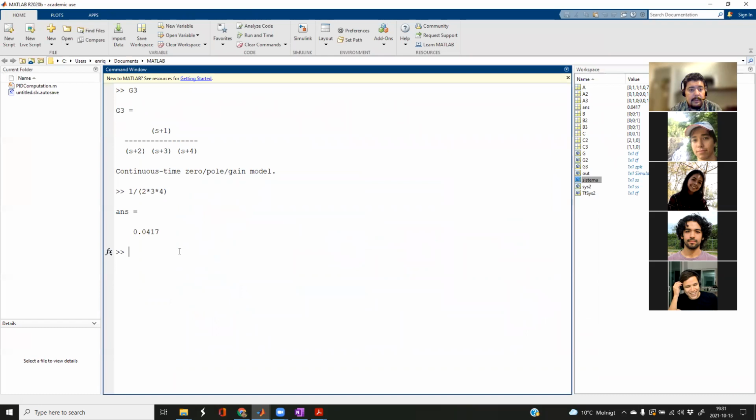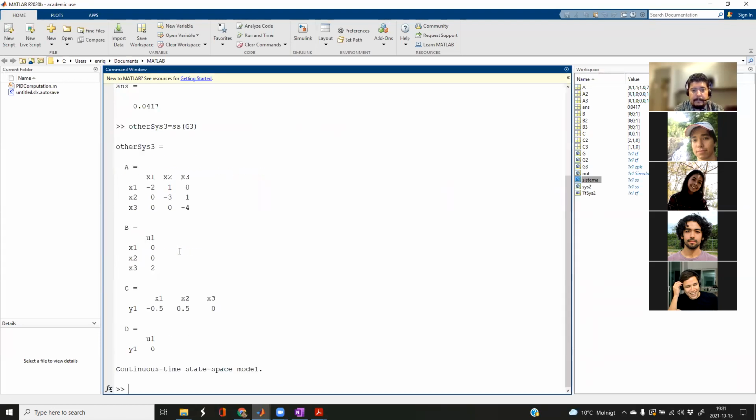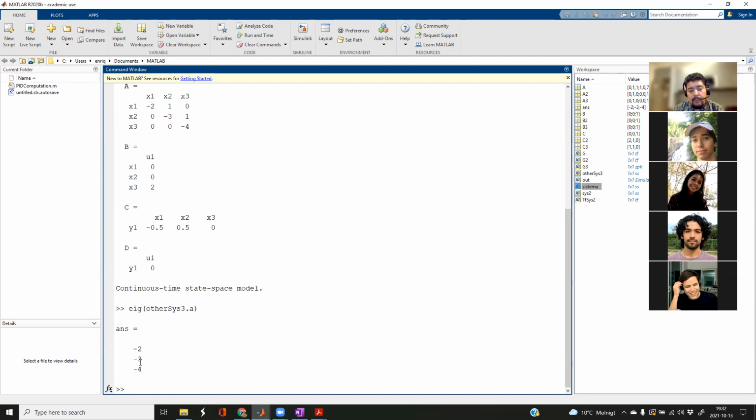But as I was telling you, from G3, I can also obtain another state space representation. So I will call it other sys3. That I'll obtain with the SS function from G3. So you see, this is another matrix A, another matrix B, and another matrix C. But the eigenvalues of the matrix, which is other sys3.A, are the same, -2, -3, and -4.